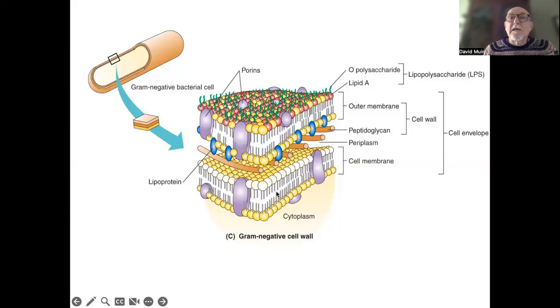Okay, so here's the cell membrane. This is the outer membrane. Between them, there is this thin peptidoglycan layer. This here is called the periplasm. Also, you may see it referred to as the periplasmic space. Now, that is almost gel-like in composition because it is so full of molecules that have been acquired from the outside.